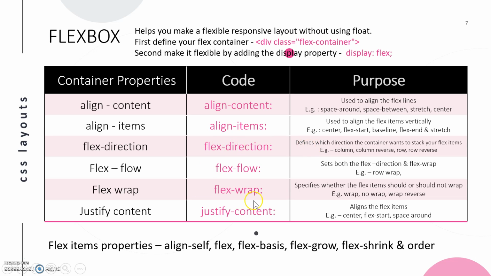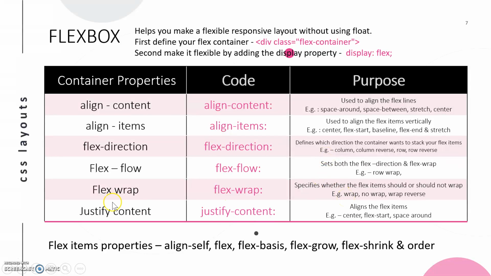I'm going to skip down to flex wrap and come back to flex flow because it's so cool. Flex wrap specifies whether the flex items should or should not wrap. So you can say flex wrap if you want it to wrap. Then flex flow does both the flex direction and the flex wrap. So you wouldn't have to type flex direction column and flex wrap separately. You could actually type flex flow column wrap, and that would do both.